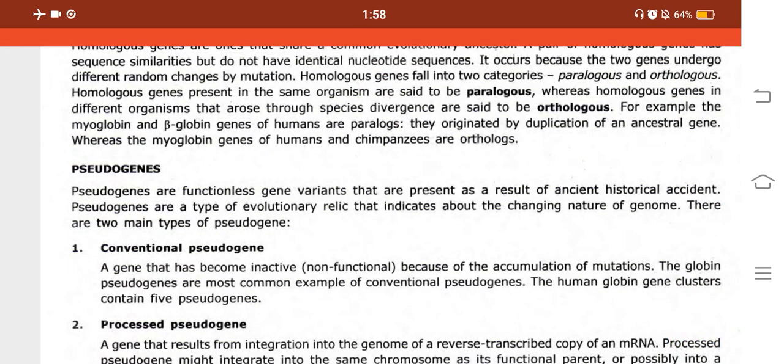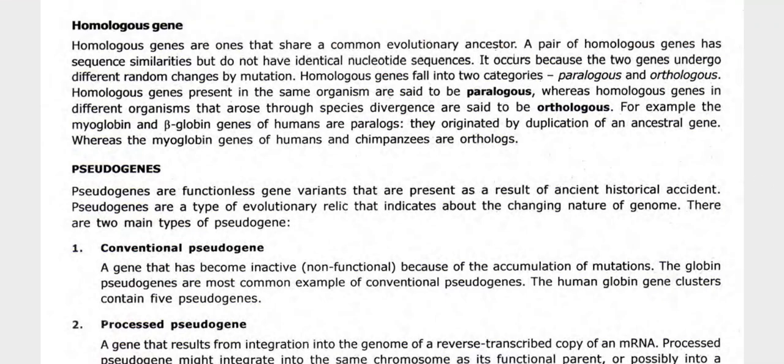Orthologous means different organisms, para means within. Just remember para as something which is within. In Malayalam, para means forget it. So for example, the myoglobin and beta globin genes of human are paralogs. In Malayalam, para also means someone who cheats.